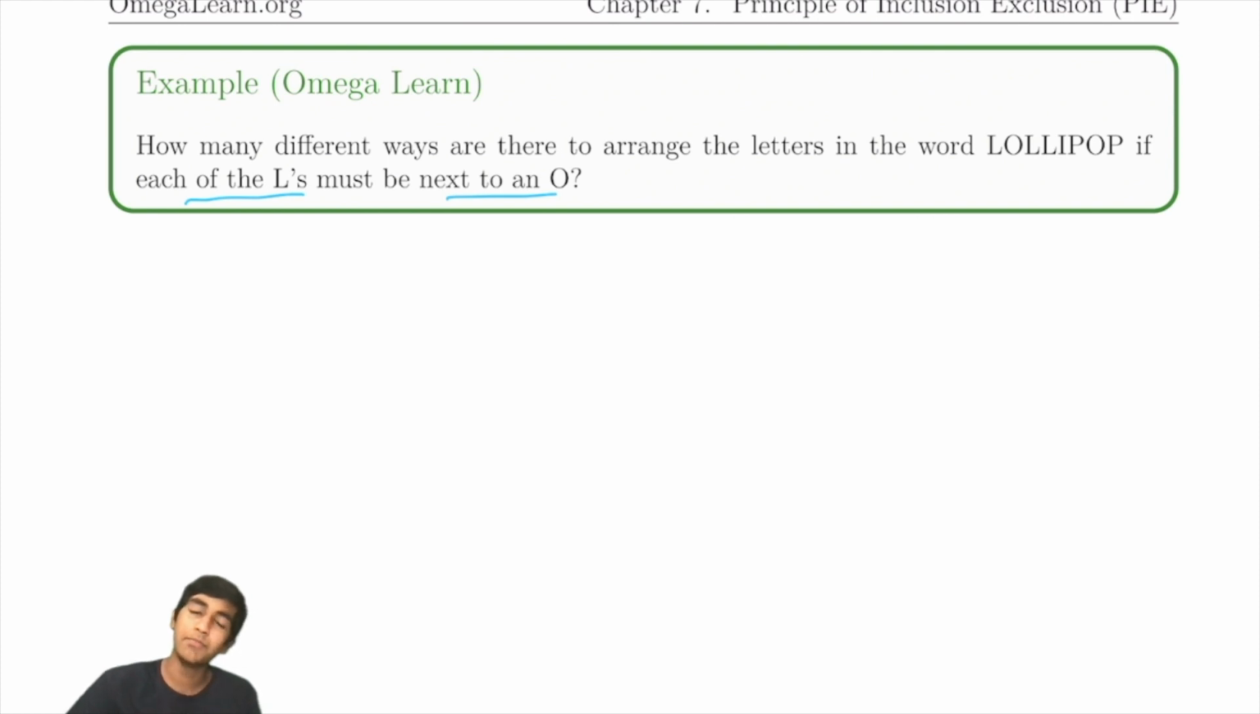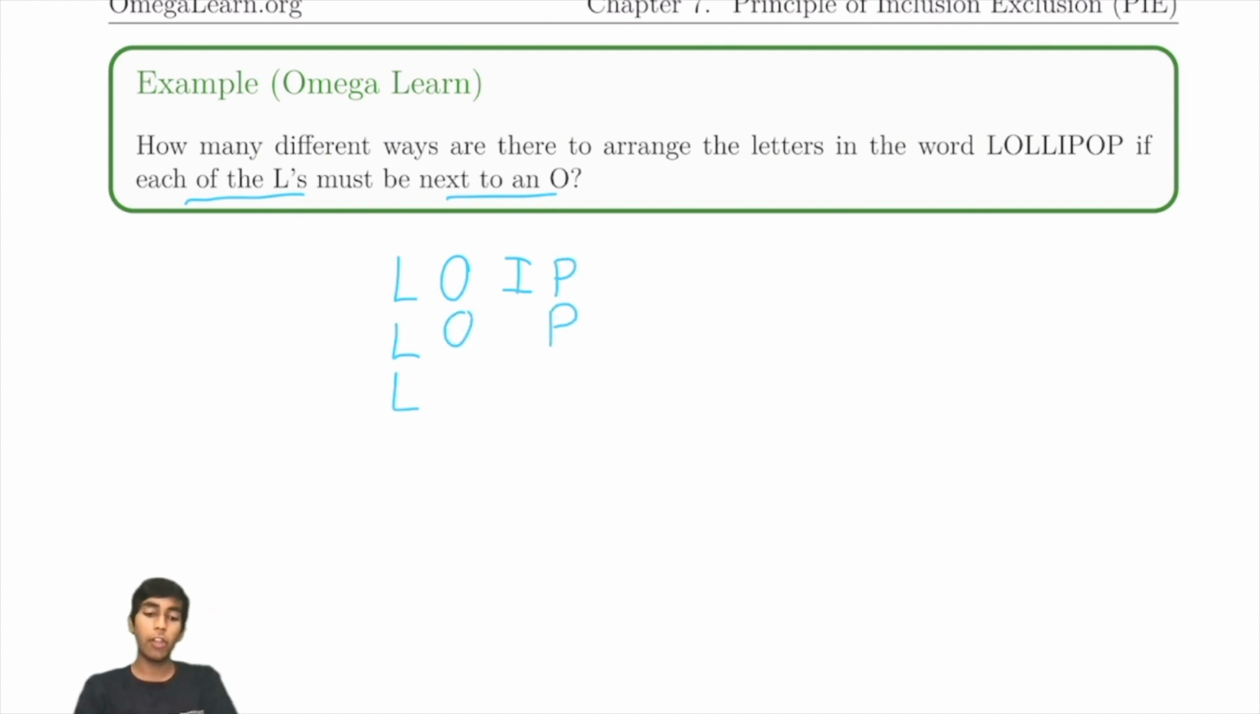Well, let's write out our letters. You know how I mentioned in the previous video the strategy of writing out letters. So L, O, L, L, I, P, O, P. Okay? These are all the letters of lollipop.